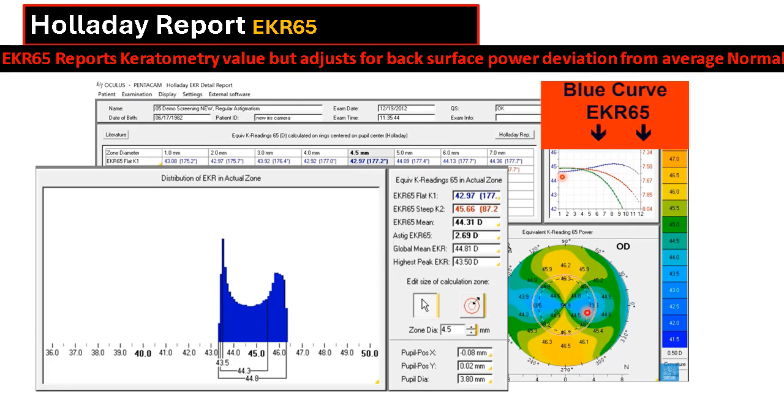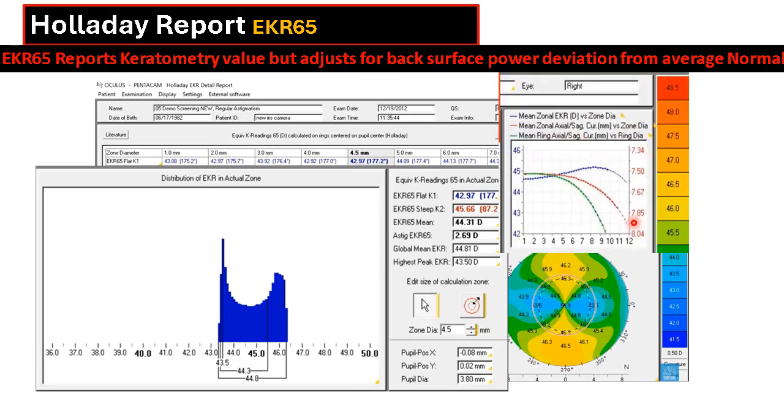Now, the other chart, which you can see here, is the distribution over the surface of the cornea of the power of the EKR 65. You can see the blue line, this represents the EKR 65. As you know, the cornea is prolate in shape, that is, spherical from the center, and becomes flatter as you go toward the periphery.